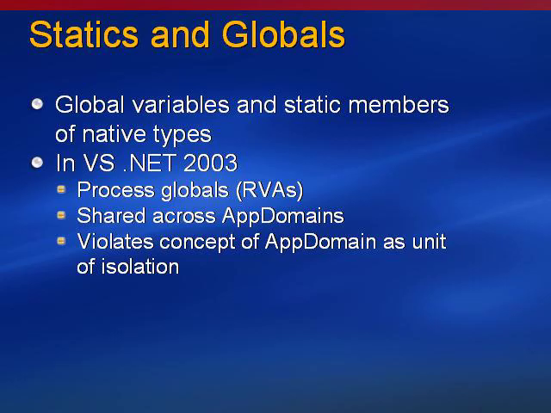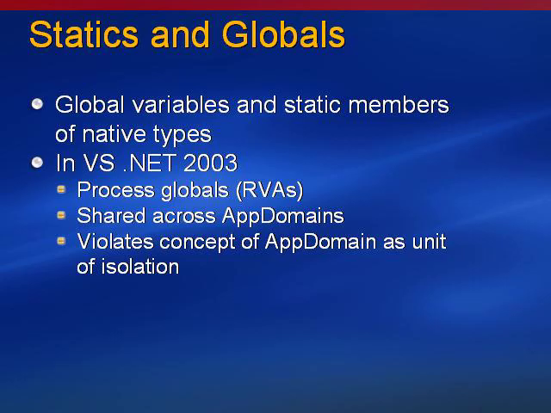Statics and globals are another big problem when it comes to application domains. If you've got global variables or static members of native types, pretty much anything with a static scoping in your native C++ code, in Visual Studio 2002 and 2003, these globals and statics are treated as process globals. They are specified in the image as an RVA. Now what this means is that they're shared across all of your app domains.